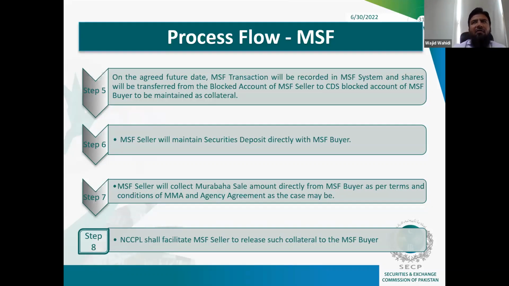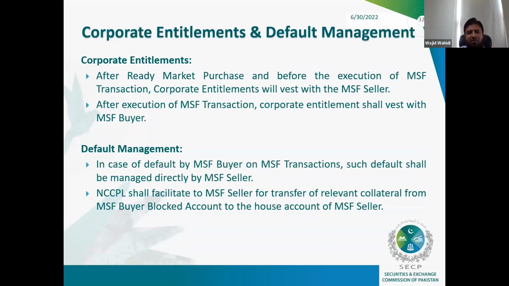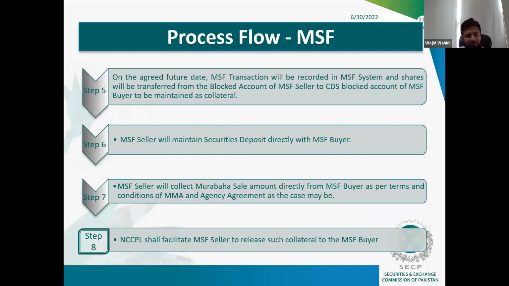So upon the maturity date, our investor wants to offload those shares. Investor pays off the amount to the Murabaha share financier, say Mizan Bank. And after the payment, it can offload those shares in the market. There are three scenarios. One is if an investor wants to sell off those shares, it will pay the amount to the financier and offload such shares in the market.